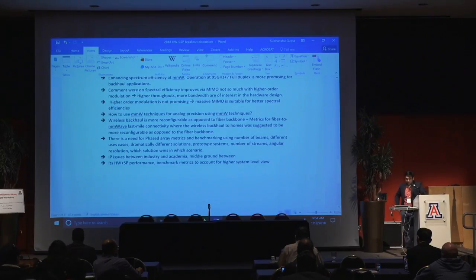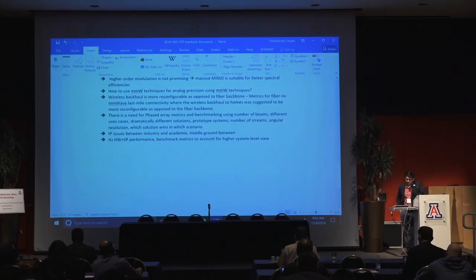Then another comment was on using millimeter wave techniques for higher analog precision, and that we can also use wireless backhaul as opposed to just a fiber backbone. So the idea here was, what are the metrics to use for fiber to millimeter wave last mile connectivity, where wireless backhaul to homes was suggested.